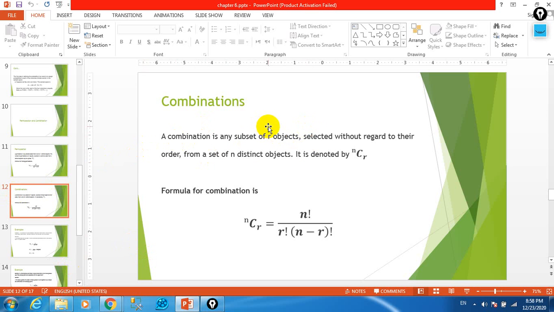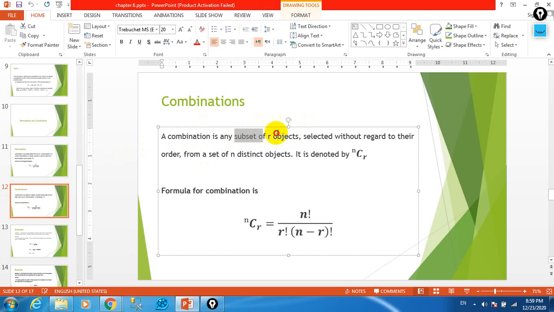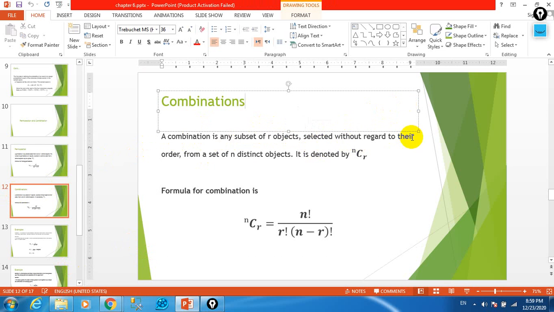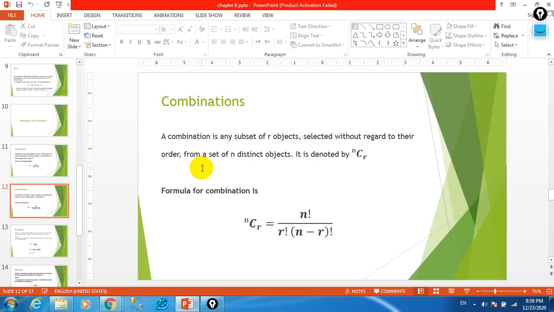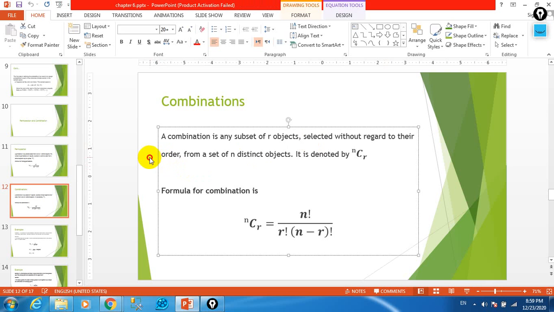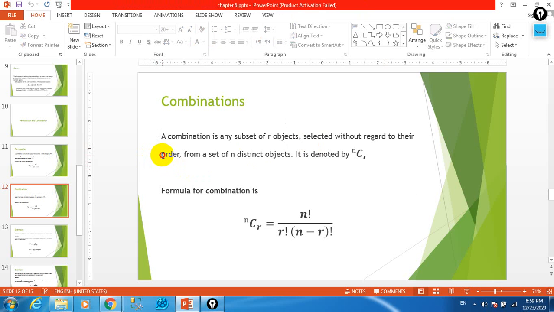So when we are taking the objects, we have any subset of our objects. Okay, so now selected without regard to their order. So here we are taking the objects without the order. Okay, from a set of n distinct objects, it is denoted by nCr.